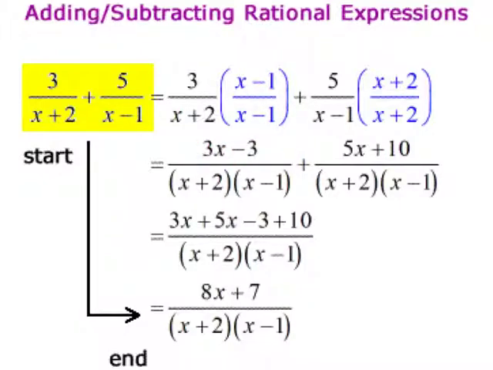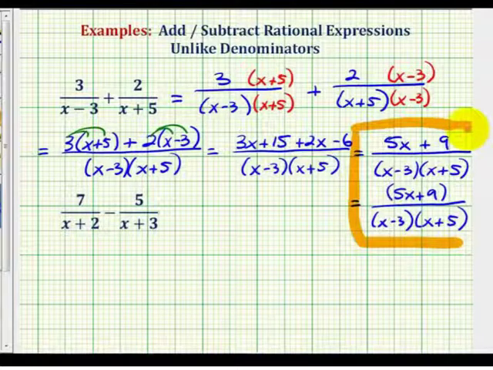Now, why do we multiply by this? Let's go on to the next frame and I'll show you. Alright. It may be spelled out a little bit better right here. Here, our common denominator would be x minus 3, x plus 5. Alright. So I need to get an equivalent fraction to 3 over x minus 3 with this denominator.